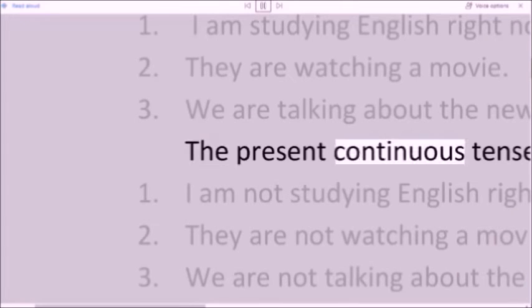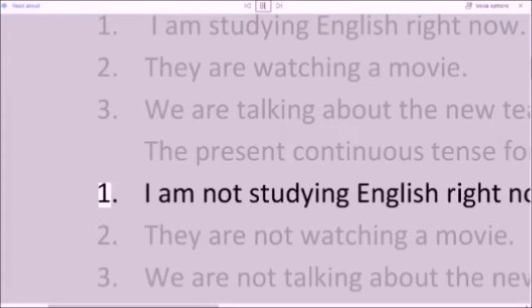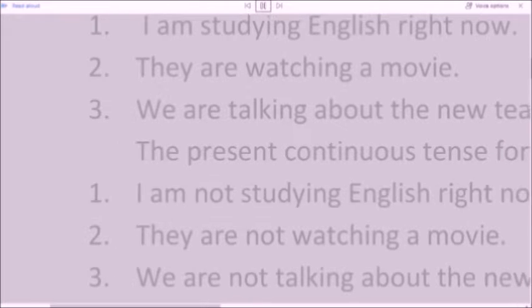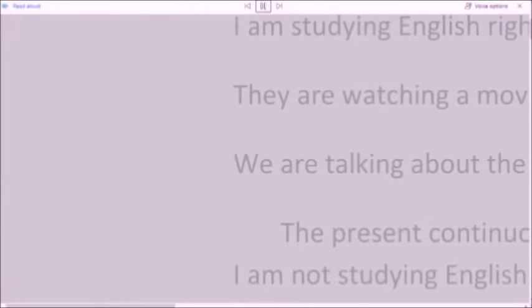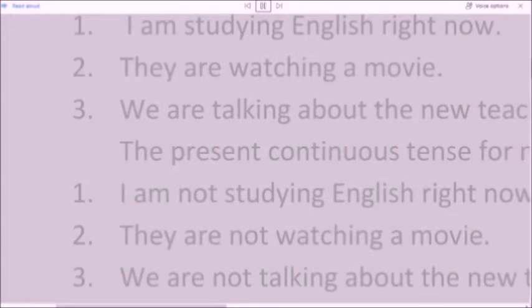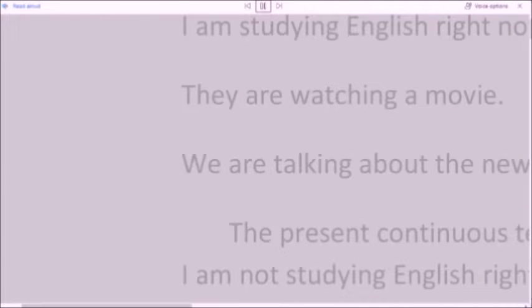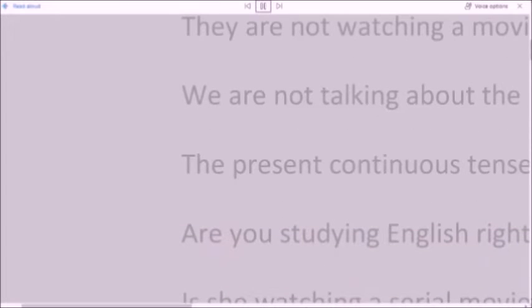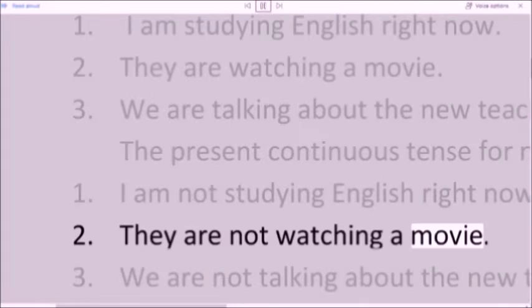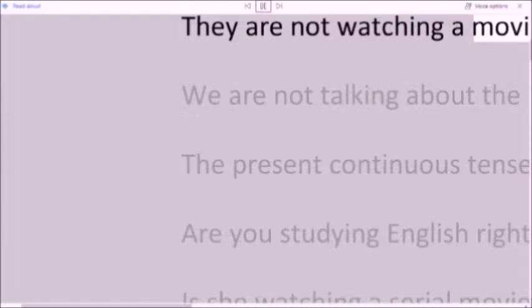The present continuous tense for negatives. 1. I am not studying English right now. 2. They are not watching a movie. 3. We are not talking about the new teacher.